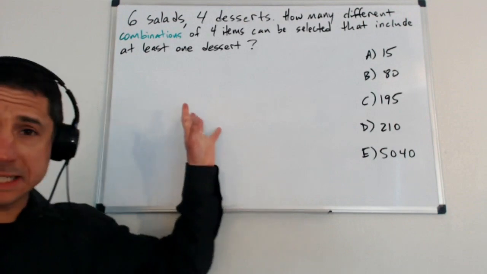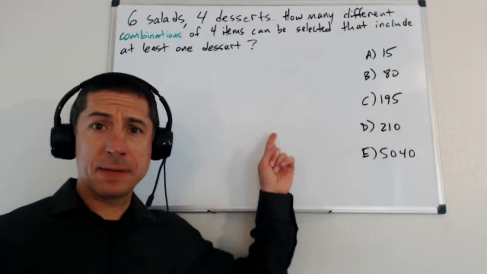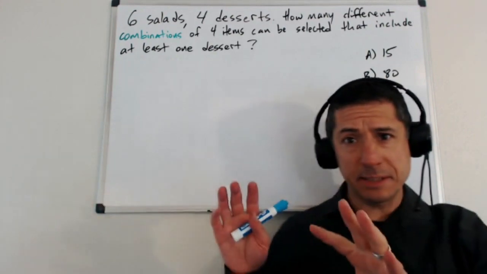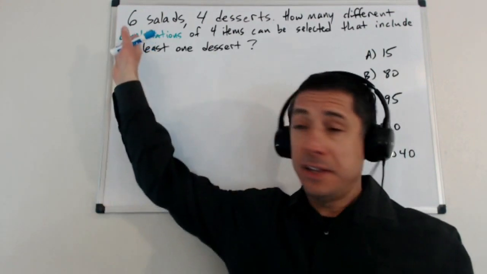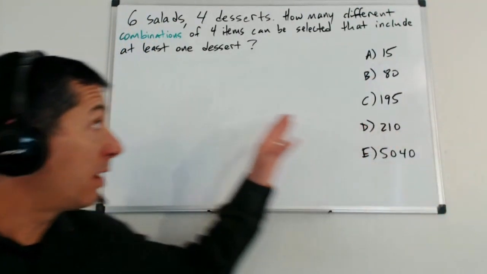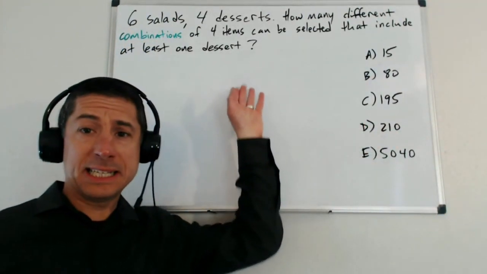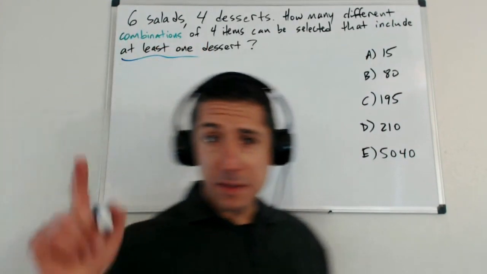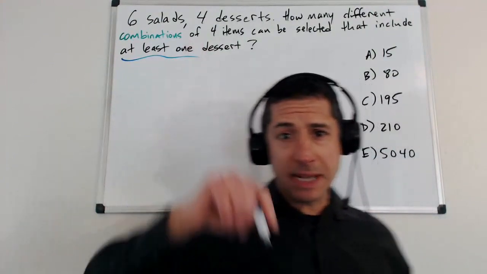Okay, so we've got 6 salads, 4 desserts. Question is, how many different combinations? And there's that word again. GMATs never have to trick you with order matters. Order doesn't matter. It's your job to pay attention. Here, we're clearly saying order doesn't matter. We're going to choose 4 items out of those 10. And we want to know how many of those sets of 4 include at least 1 dessert. And if you've watched any of our probability videos, that should ring some bells. We'll come back to that in a moment.